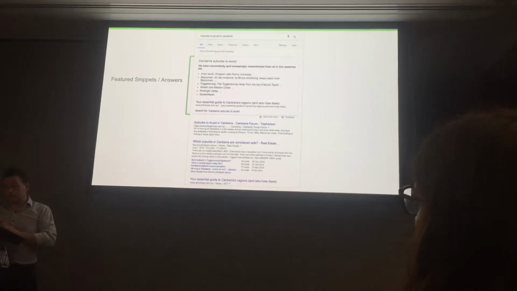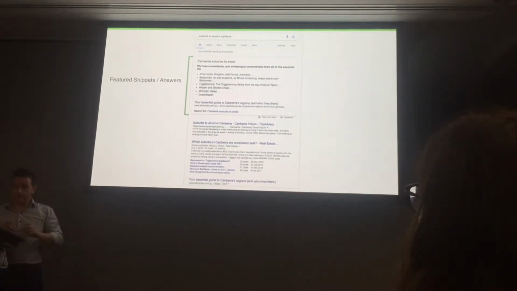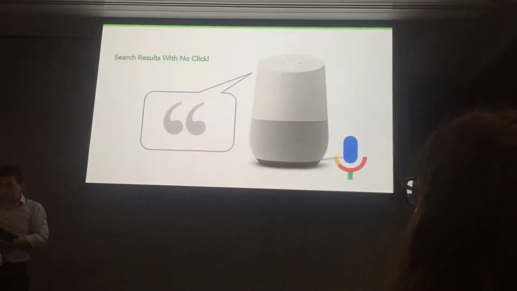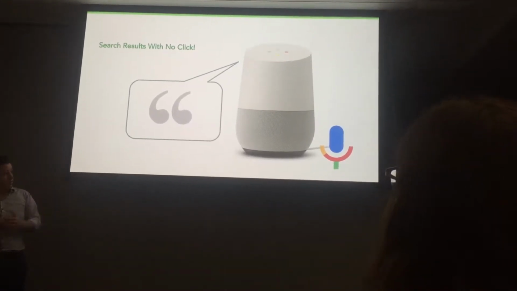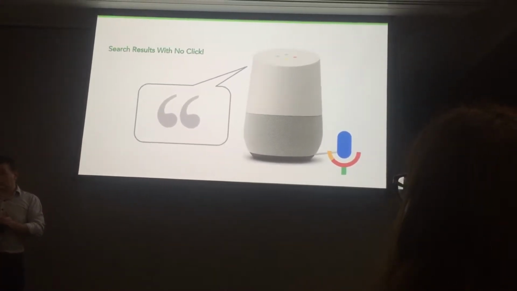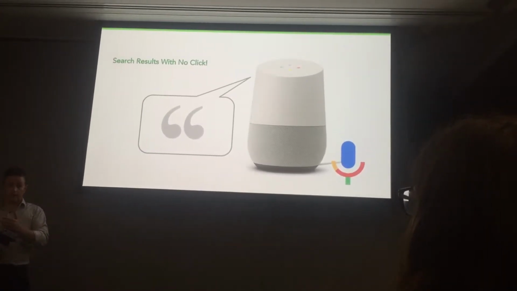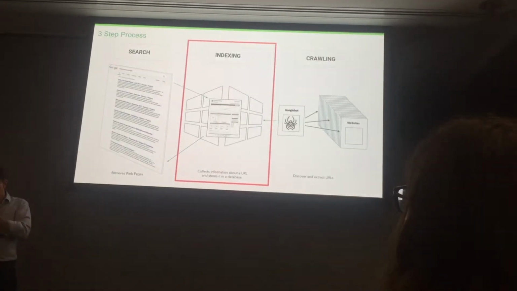So there are no longer 10 blue links, and this is becoming more and more prominent. Google is providing answers to popular questions above the fold, and we get to a world where there is no click. There are search results that fetch content, but they don't actually have a page impression. And that's a brave new world now for search.